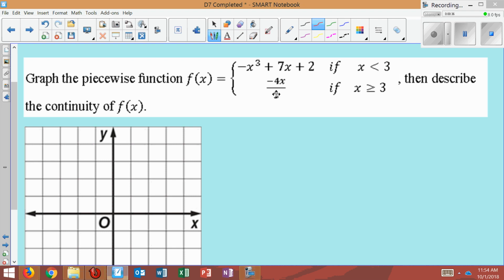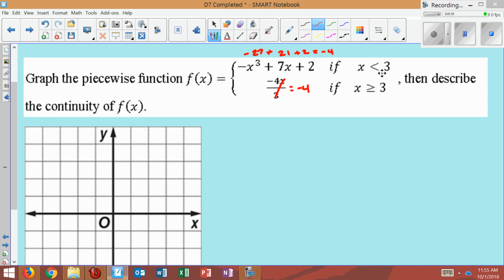If I plugged in 3 here, that would be 3 over 3. Those would cancel, and so I'd have negative 4. And up in the numerator, if I plug in 3, 3 cubed is 3 times 3 times 3, which is negative 27, plus this would be 21, so I'm now at negative 6, plus 2 gives me negative 4. This graph should be continuous the whole way.